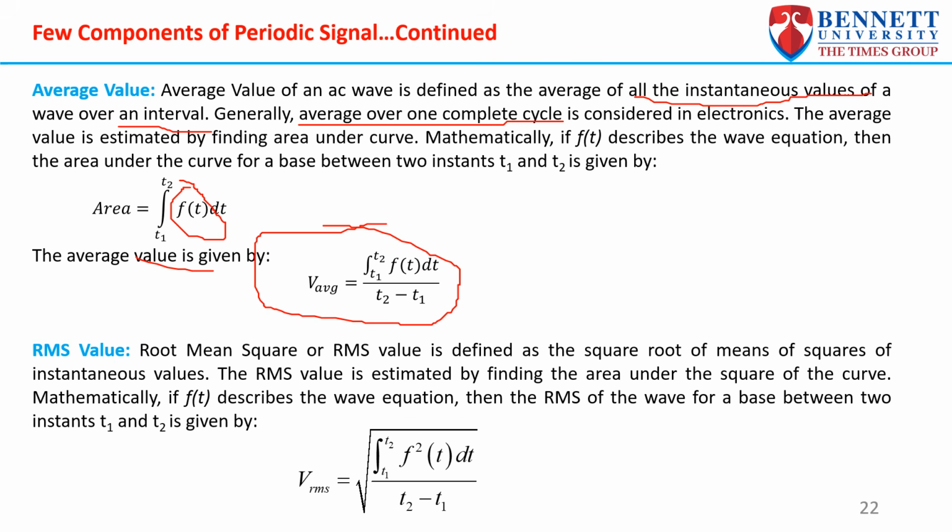If you want to calculate the RMS value, it is defined as the square root of the mean of squares of the instantaneous values. First of all, you have a function, you take the square of that, then you integrate over the interval t1 to t2, and then divide by the time difference between the two instants. This is the average of the square. Then we take the square root. This is how we calculate the RMS value of a signal.